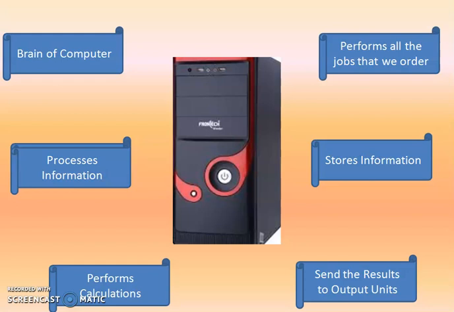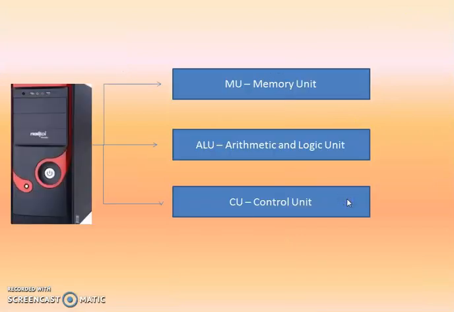So that's why the CPU is the main part, or the brain of the computer. You can also call it the system unit or system device, right? So these are the features of the CPU. Now let's see the parts of the CPU.